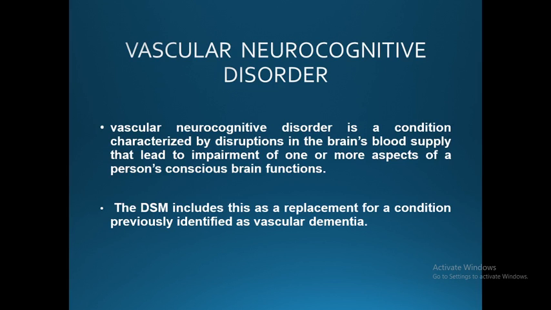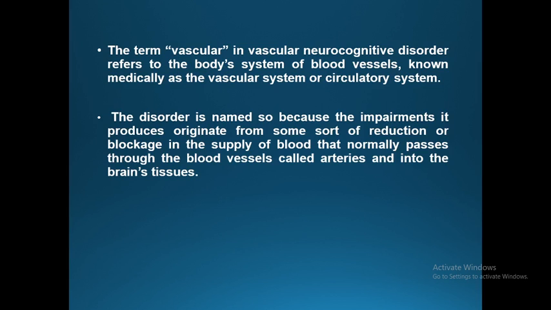So basically what happens in vascular dementia or vascular neurocognitive disorder is that when blood supply gets obstructed, that part gets damaged, just like the mechanism of myocardial infarction. The term vascular in this disorder refers to the body system of blood vessels, known medically as the vascular system or circulatory system. Again the disorder name is because impairment originates from some sort of reduction or blockage in the supply of blood that normally passes through blood vessels.